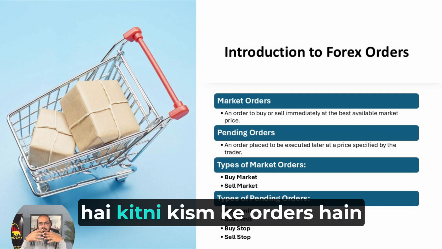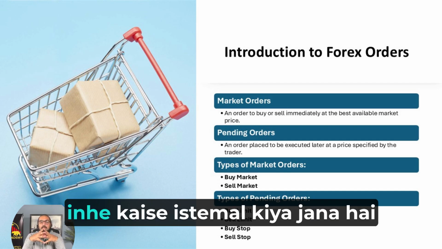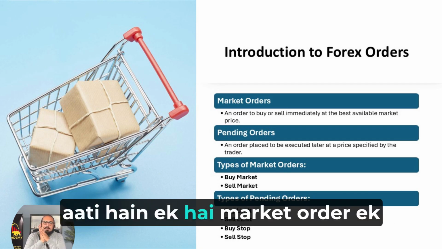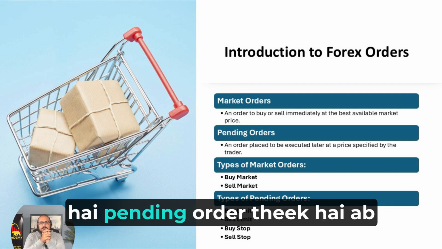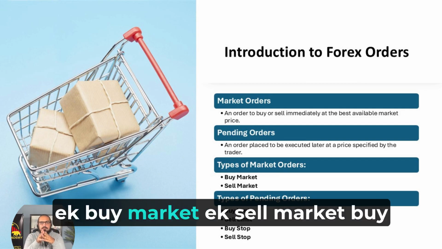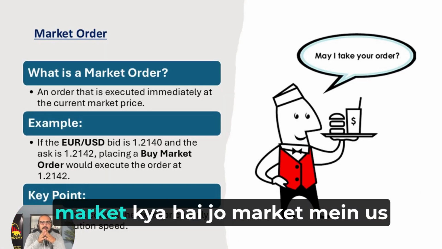How many kinds of orders are there? For what and how are they used? In this, we have two main categories. One is a market order. One is a pending order. Okay, now in market orders, there are two types. One is buy market, one is sell market.